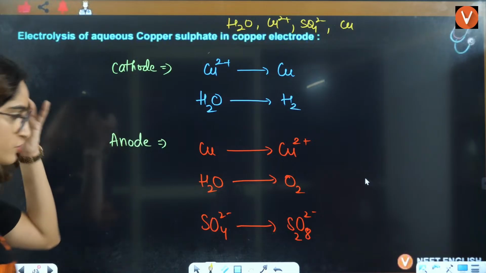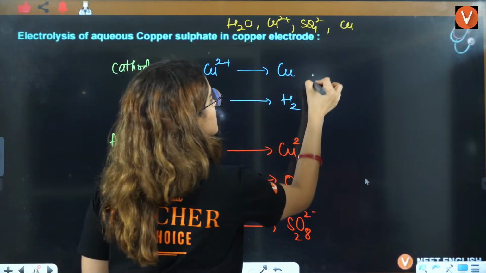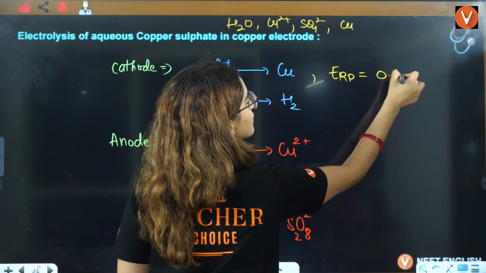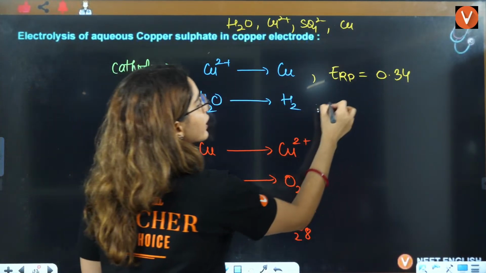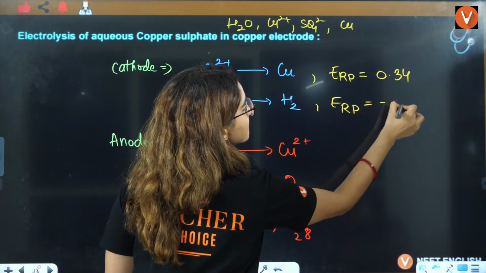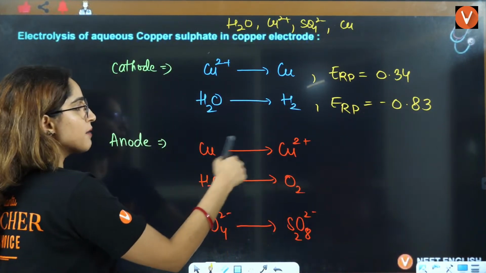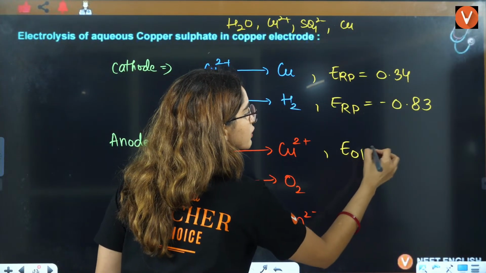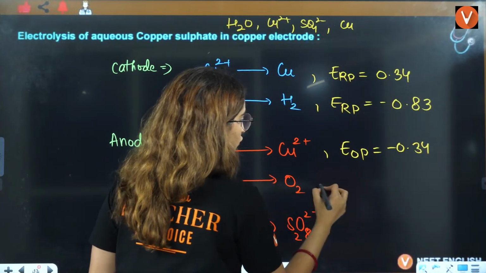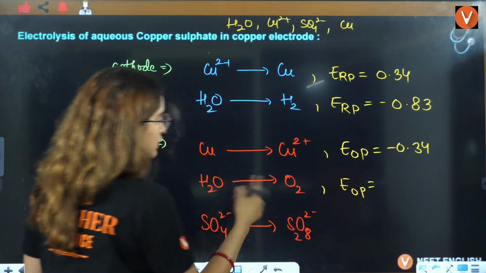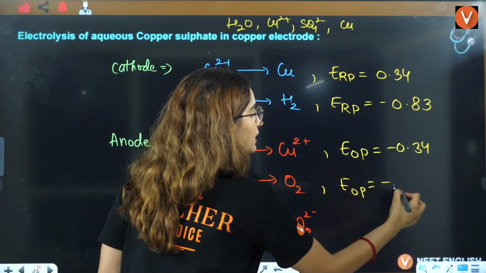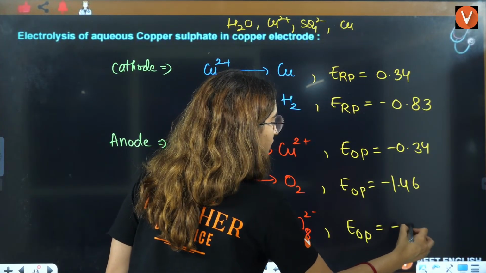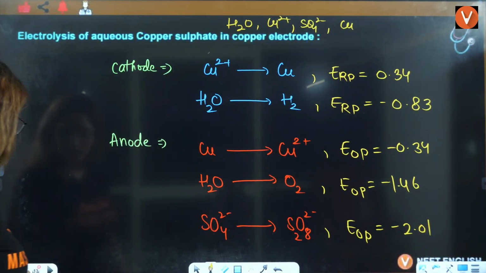Now, if you see this, what is the reduction potential? It's 0.34. How many times have I written it here? Minus 0.83. This is the reduction potential; the oxidation potential will be the opposite of that, so it will be minus 0.34. Here the oxidation potential, we have discussed it, is minus 1.46. And here, what was the oxidation potential? Minus 2.01.